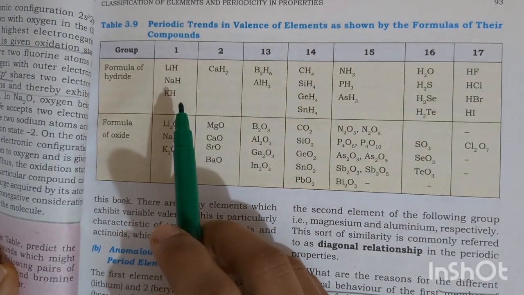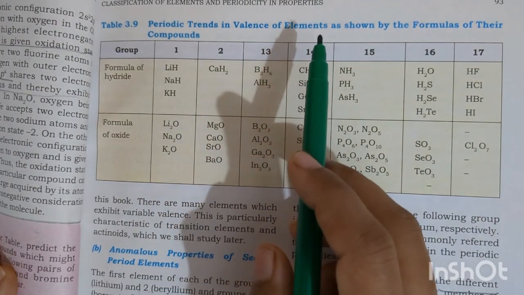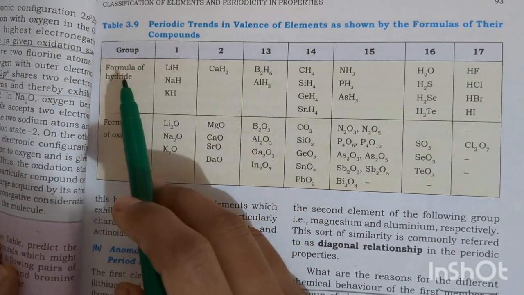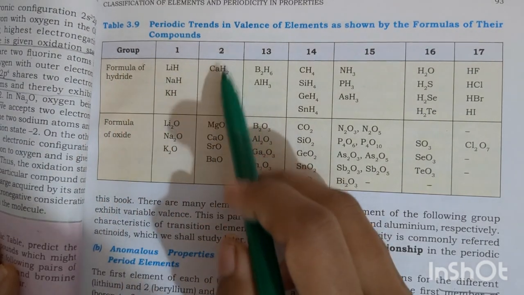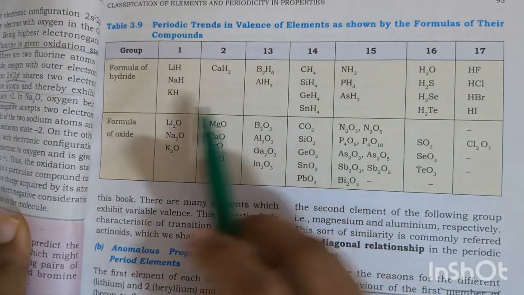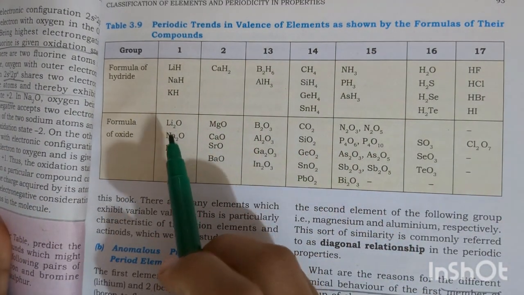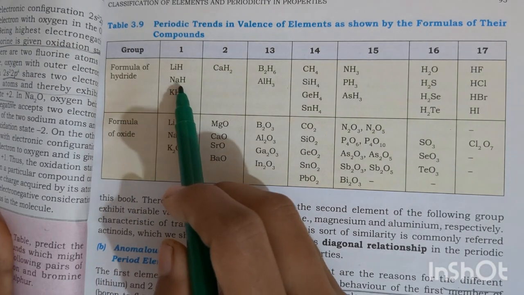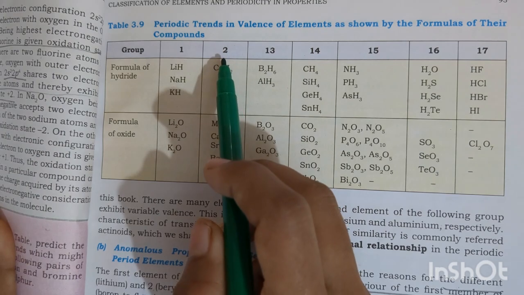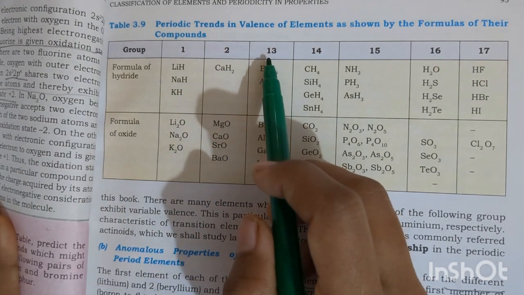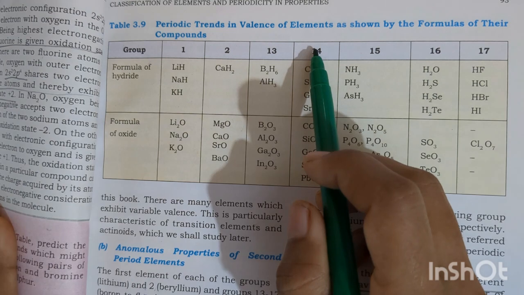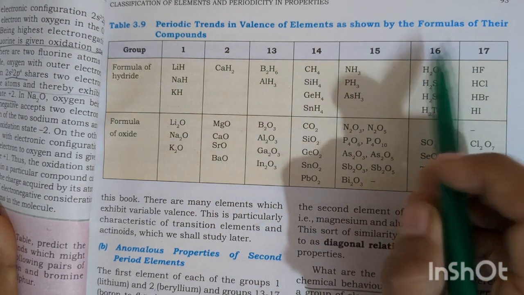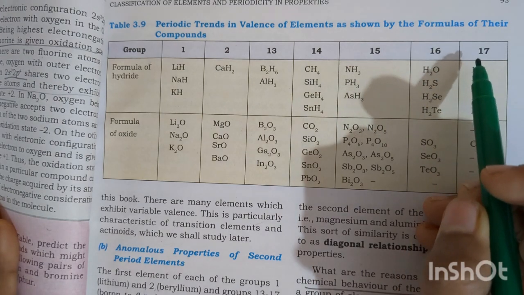The periodic trends in valence of elements, as shown by the formulas of their compounds, are shown here. We have the group and the formula of the hydride: first group, second group, 13th, 14th, and so on. Periodic trends in valence are evident in the formulas of compounds including hydrides. For group 1 elements, valence is 1. For group 2, valence is 2. For group 13, valence is 3. For group 14, valence is 4. For group 15, valence is 3. For group 16, valence is 2 or 6. For group 17, it is 1 or 7.